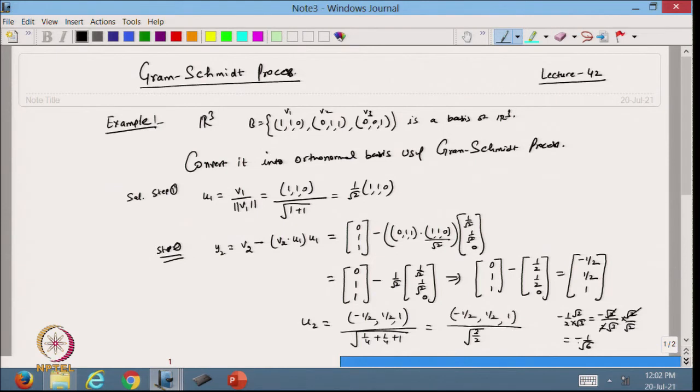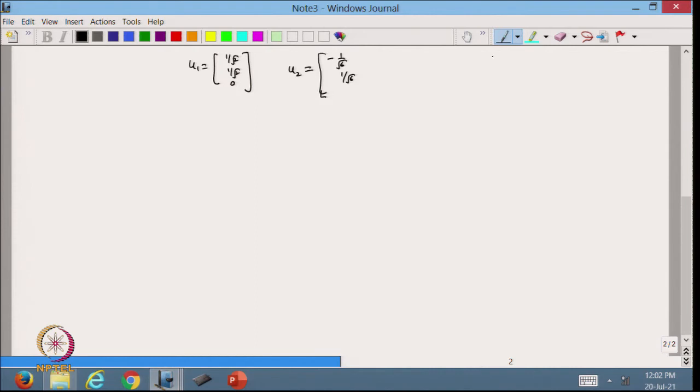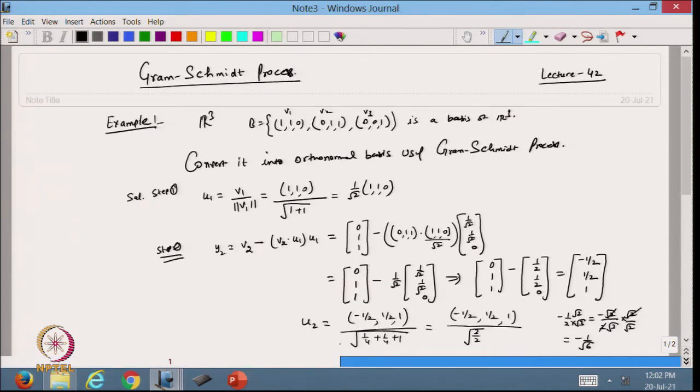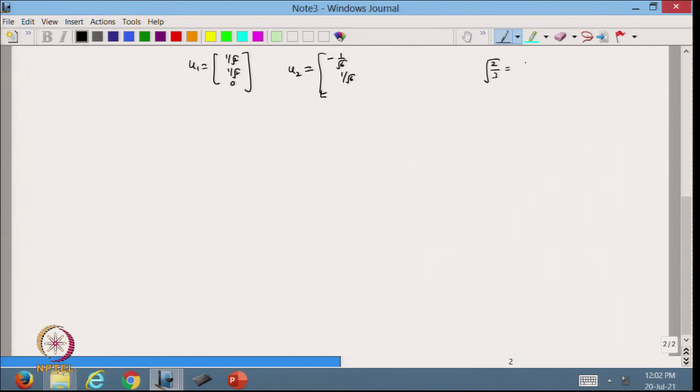So, from here I can write 2 by root 3, because I multiply by root 2 and root 2, and root 2 into root 2 is 2. So, I can write this as this one.